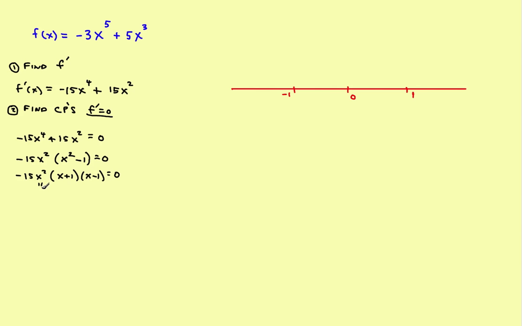Now to solve this, set each factor equal to 0. Set that one equal to 0, set that one equal to 0, and set that one equal to 0. What this one's going to give you is x is equal to 0. There's one critical point. This would be x plus 1 is equal to 0, which gives you x is equal to a negative 1. There's another critical point. And finally, this last one, x minus 1 is equal to 0, or x is equal to 1, and that will give you a third critical point. So there are your CPs, your critical points.